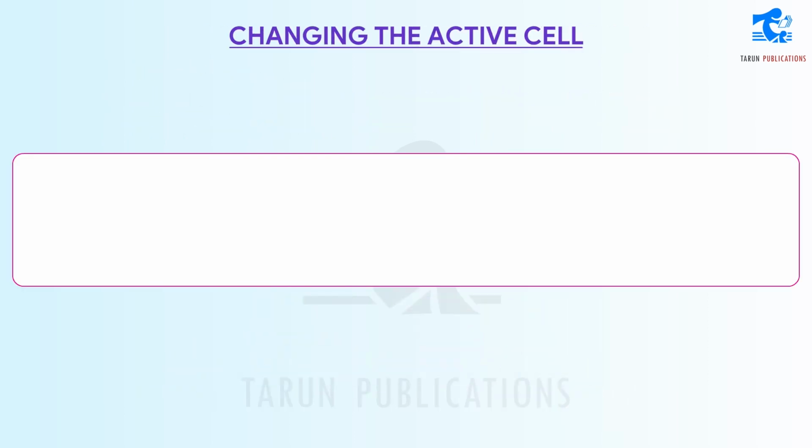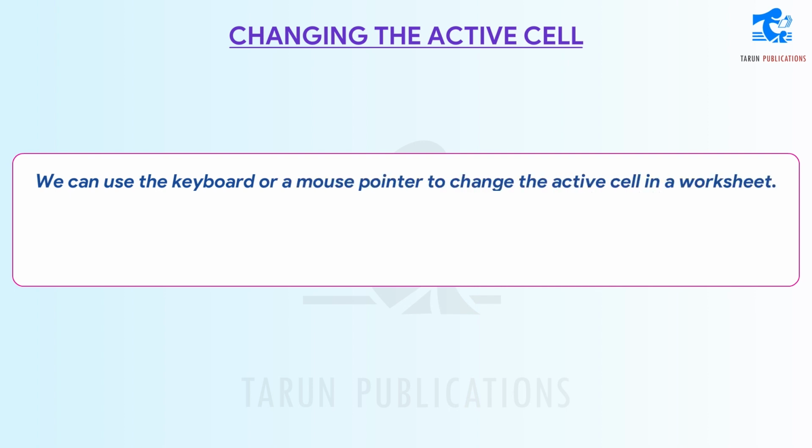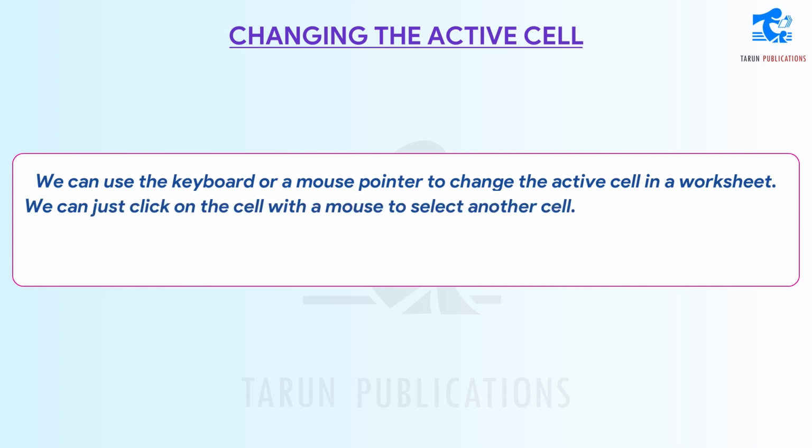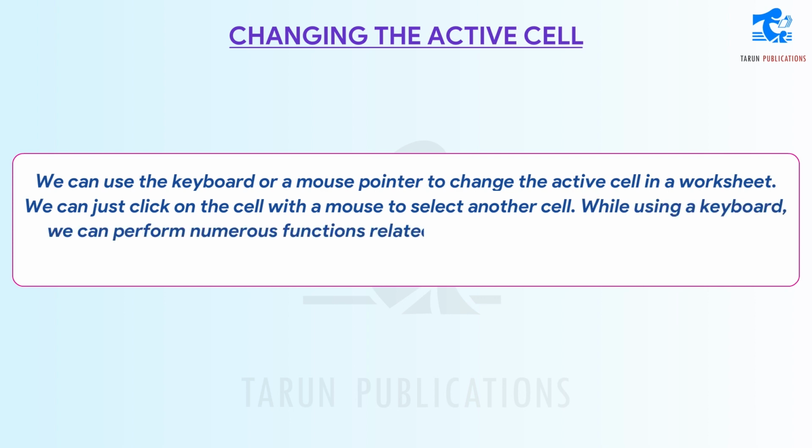Changing the active cell. We can use the keyboard or a mouse pointer to change the active cell in a worksheet. We can just click on the cell with a mouse to select another cell. While using a keyboard, we can perform numerous functions related to the active cell in a worksheet. Look at the following table.